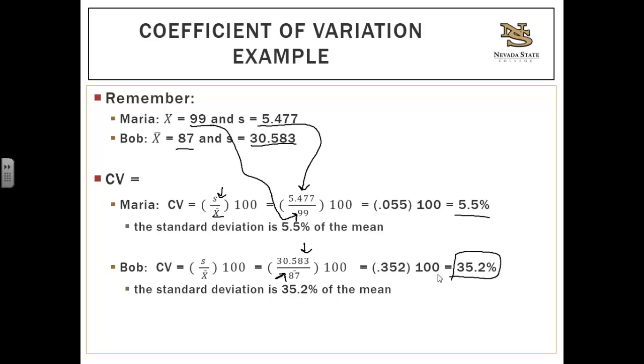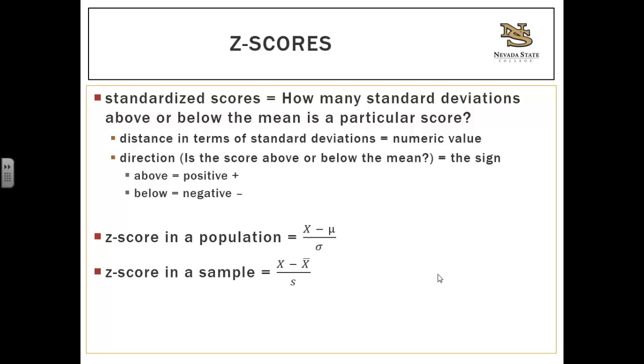Now let's go ahead and move on to z-scores. So z-scores are a great way to get a standardized score that, no matter what distribution you're looking at, tells you how many standard deviations above or below the mean a particular score is. So it tells you the location of a score in the distribution relative to the mean and how spread out scores are in that distribution.